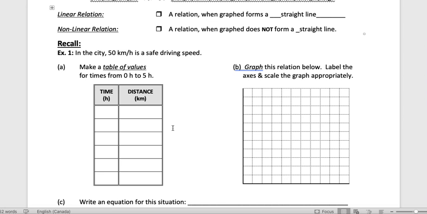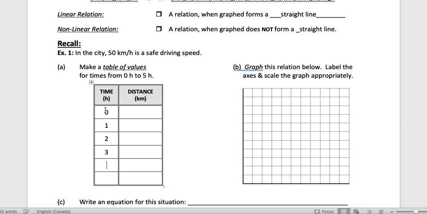Recall example 1: in the city, 50 kilometers per hour is a safe driving distance. Keep that in mind. Make a table of values from time 0 to 5.